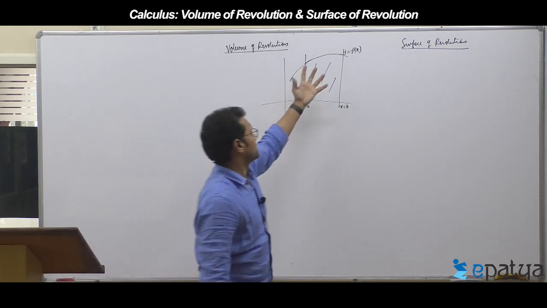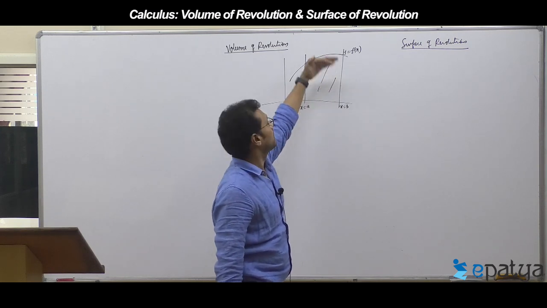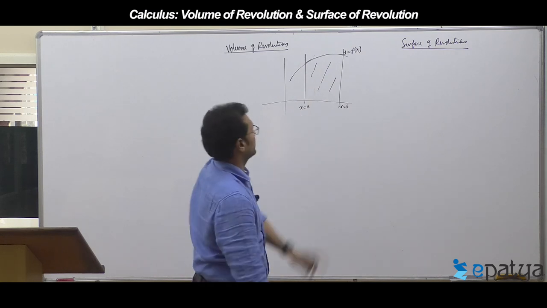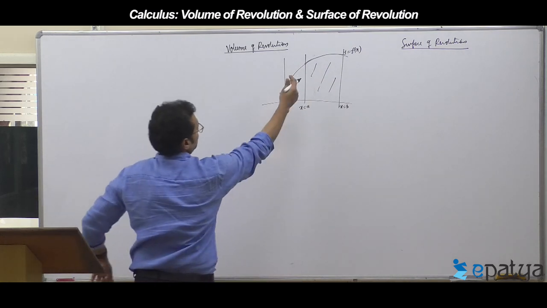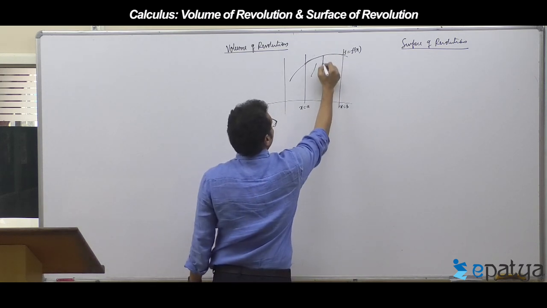In fact, the same object when revolved about the x-axis gives us a volume. For that volume, I have a surface. What would be the surface area of revolution? Two questions. One, when I talk about volume of revolution, what I am going to do is, I will try to consider a strip.